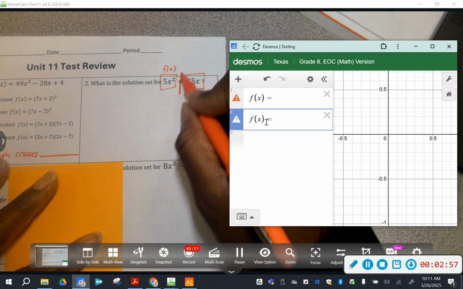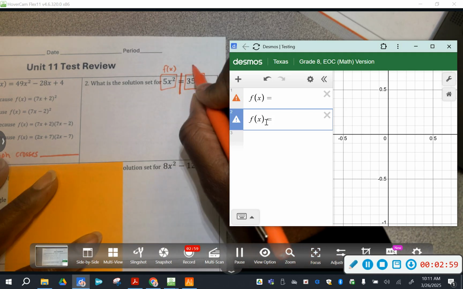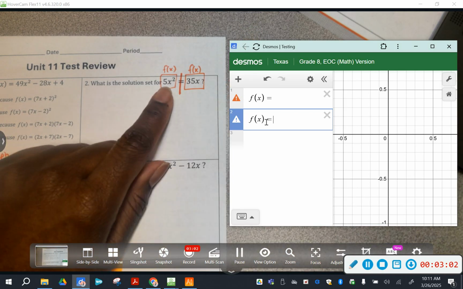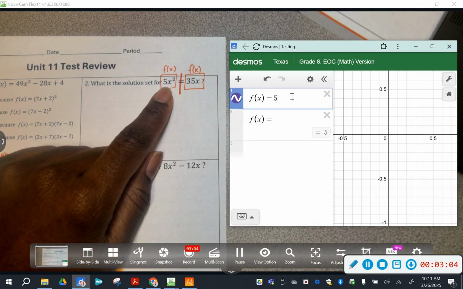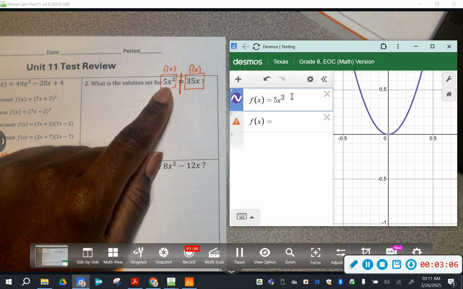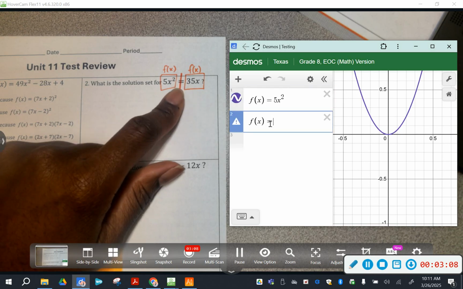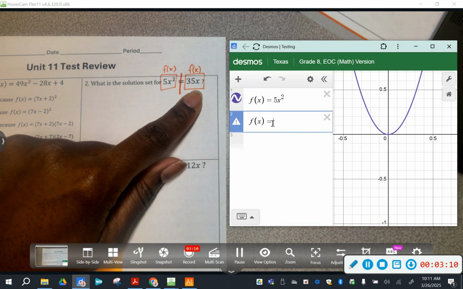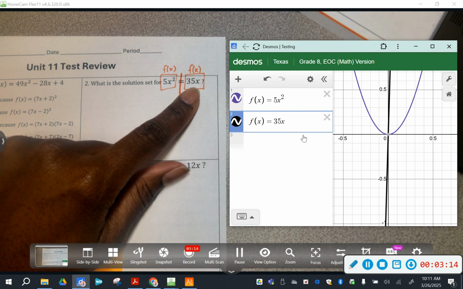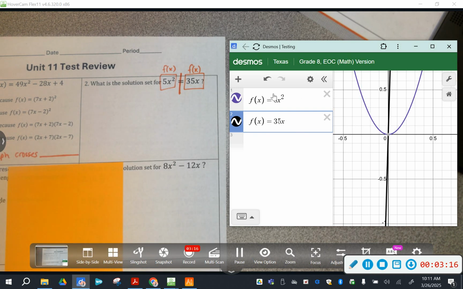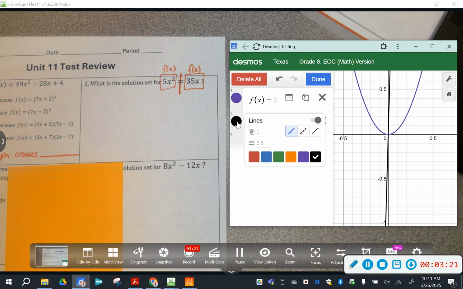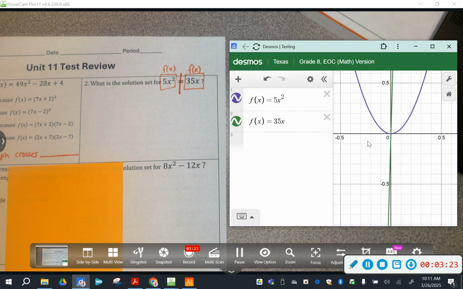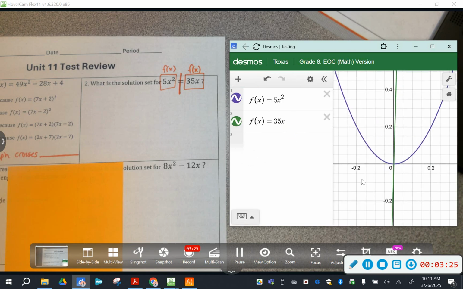Remember, the equal sign is your stop sign, which means you're going to type this, 5x to the power of 2, and then stop at the equals, and then start going on your next function, which is 3, 5x, no power of 2. Remember, like I tell my students, these two need to be different colors. Don't use black because your x and y axis is already black. So now I'm looking where the purple and the green meet.